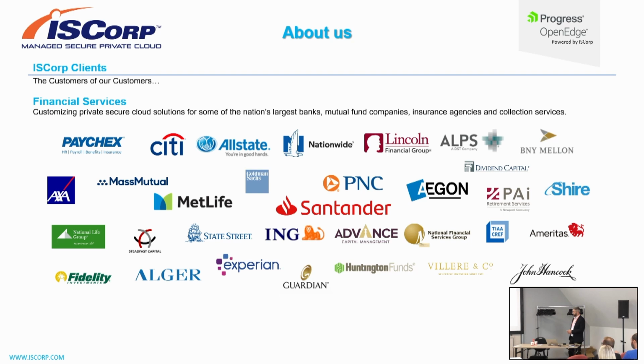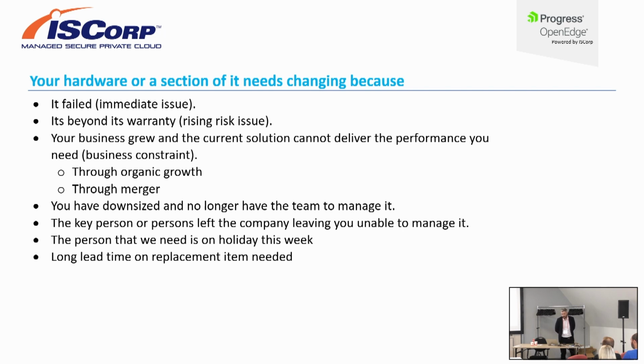Okay, there's a couple of quick slides now, probably. I've been doing this 4 or 5 years, and this is just going to run through a lot of the reasons why people are moving away. Some of them are kind of obvious, but some of them, you may hear from your clients or yourself, what you've seen. So I'll blast through these relatively quickly. Your hardware or section of it needs changing. It failed, an immediate issue. It's beyond warranty, rising risk. Do you re-warrant? Do you get new equipment?